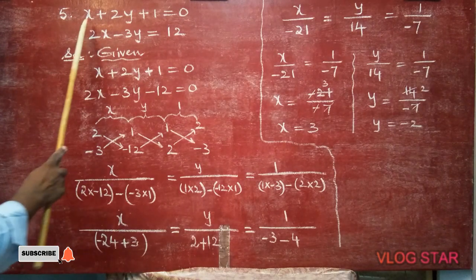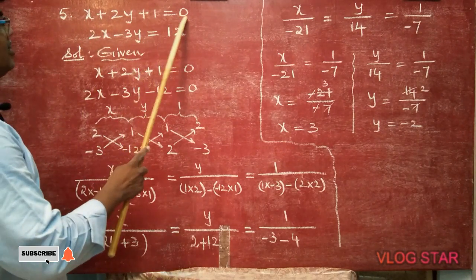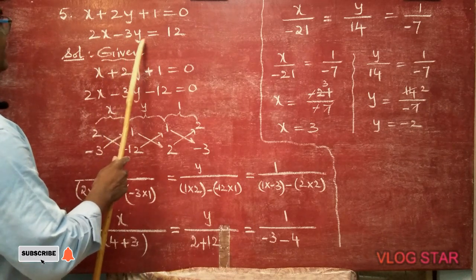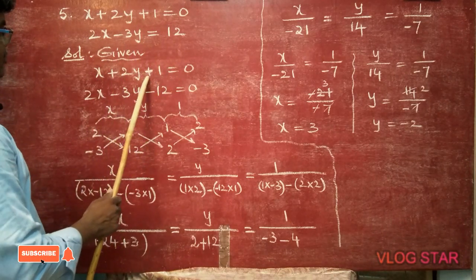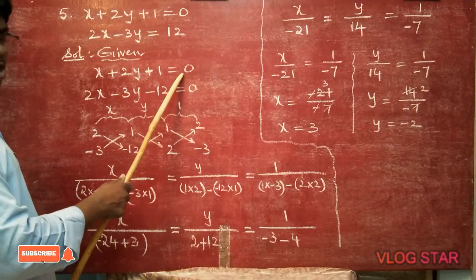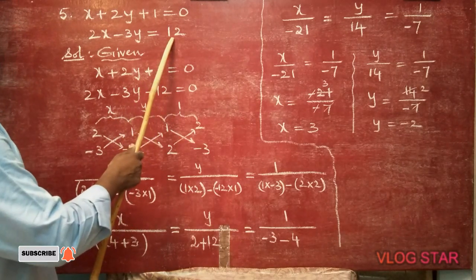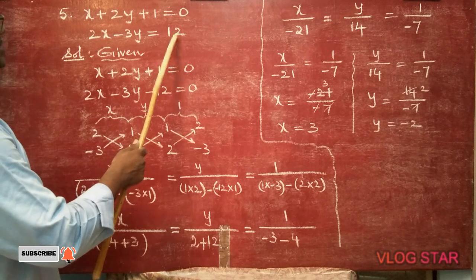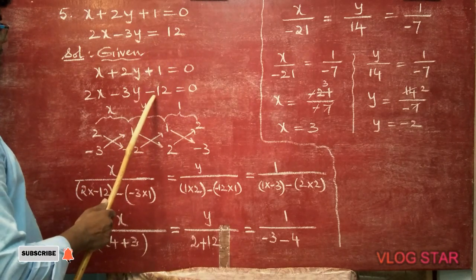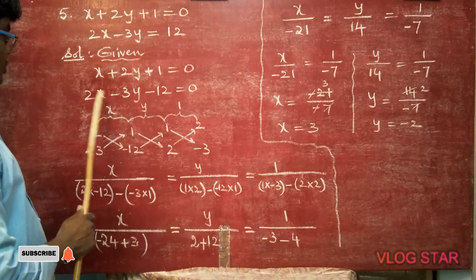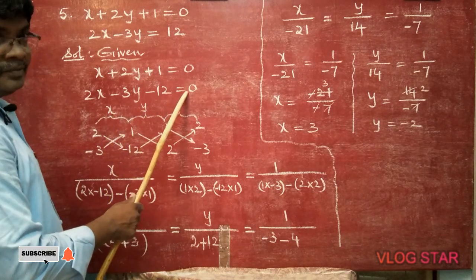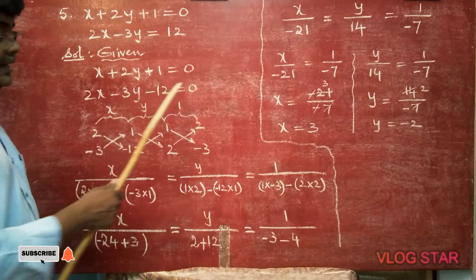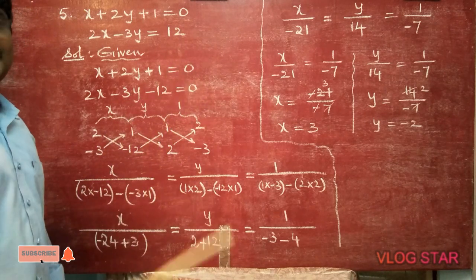Fifth problem. x plus 2y plus 1 is equal to 0. 2x minus 3y is equal to 12. Solution given. x plus 2y plus 1 is equal to 0. This is in order. The second one is not in order. Is equal to 12 is there. I am bringing from right to left. Plus 12 becomes minus 12. 2x minus 3y minus 12 is equal to 0. Everything we have to bring to left side and nothing should be there, only 0 should be there in right side.